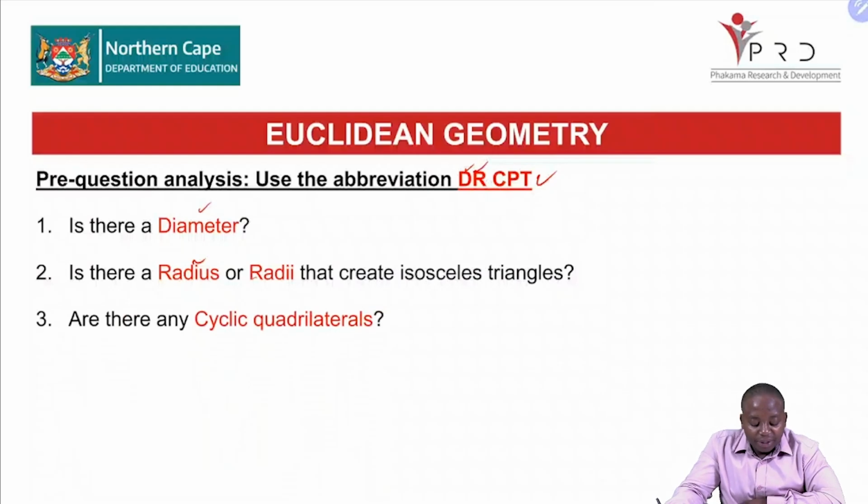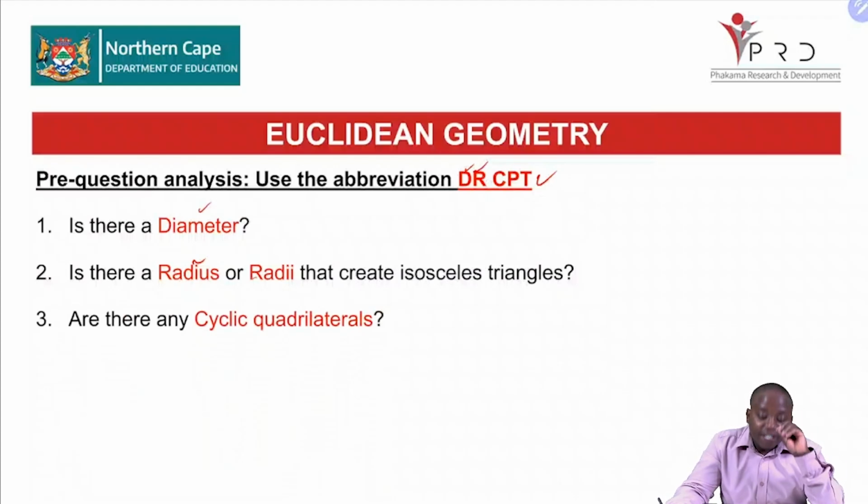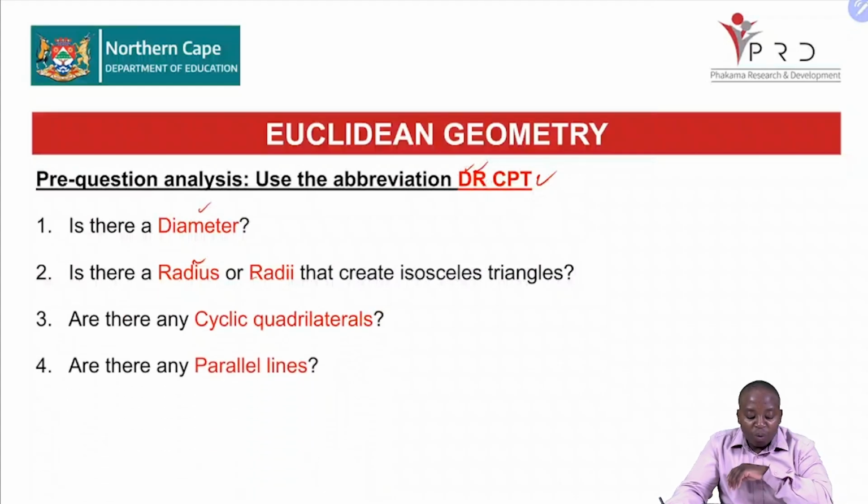Number three, are there any cyclic quadrilaterals? With regards to cyclic quadrilaterals, look for 4 points on the circumference that are connected together. Do we have those 4 points? The question may point out to us that we do have a cyclic quad ABCD. So we are looking at 4 points on a circumference, or is there a question pointing out that we have a cyclic quad?